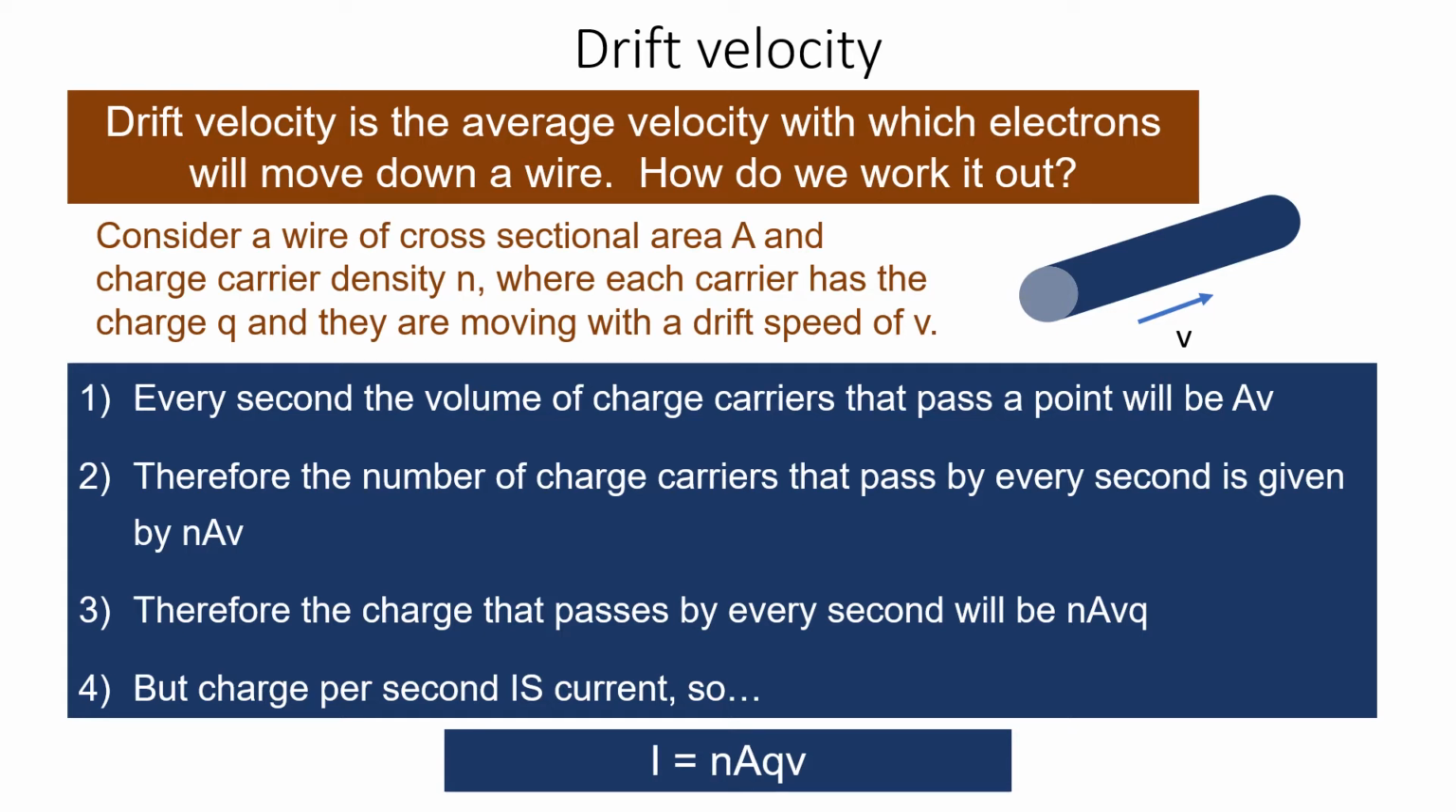I equals nAqv. I is current, n is carrier density, A is cross-sectional area, q is the charge on each charge carrier, and v is the drift velocity.